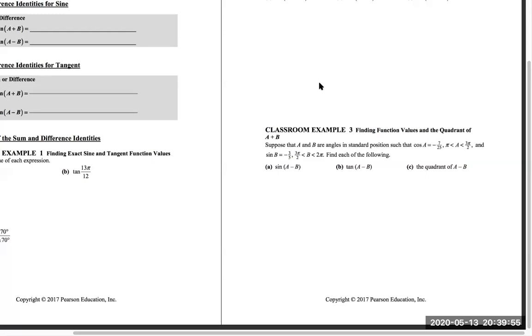So let me start by identifying my two angles. One's going to be angle A. Okay, so I'll start over here. So for angle A, it's given between pi and 3 pi over 2, which means it's in Q3. And then you have angle B. That's between 3 pi over 2 and 2 pi, which means it's in Q4.